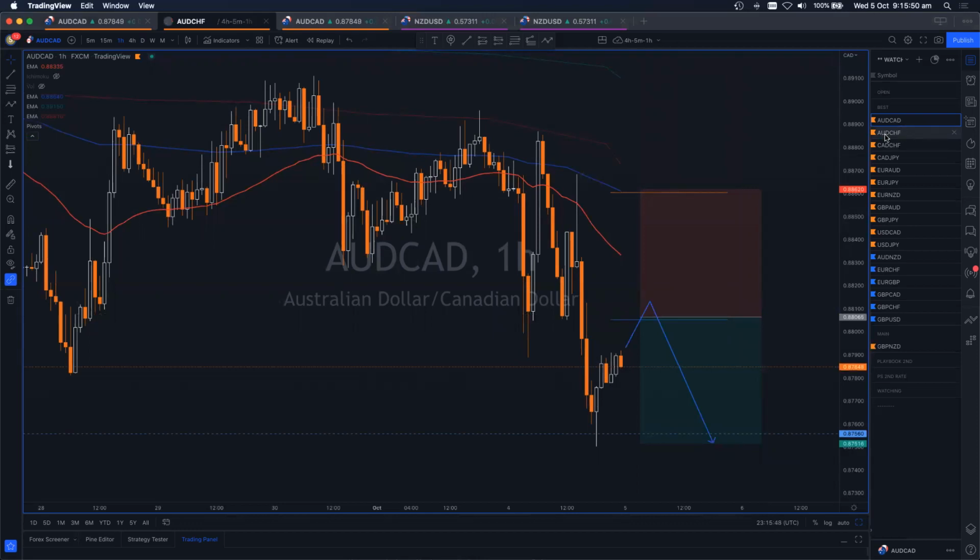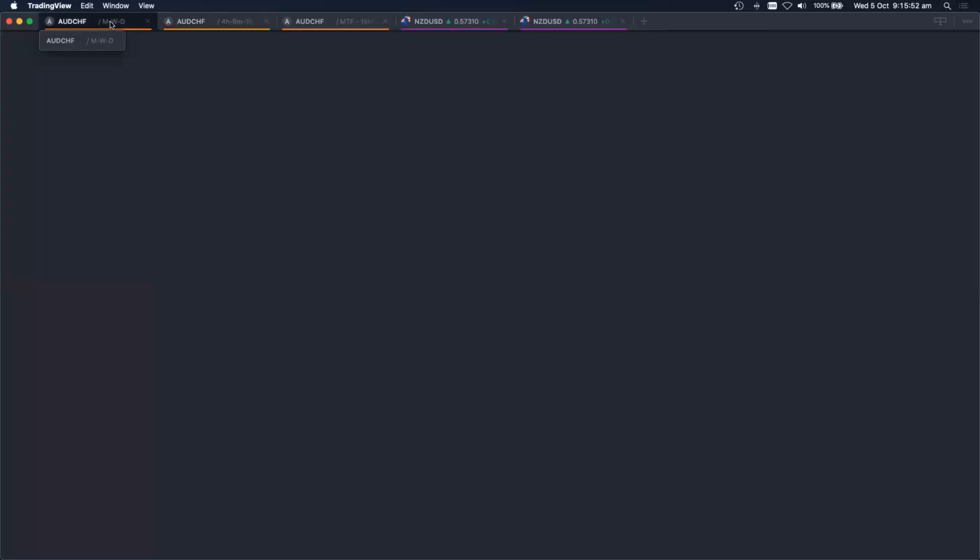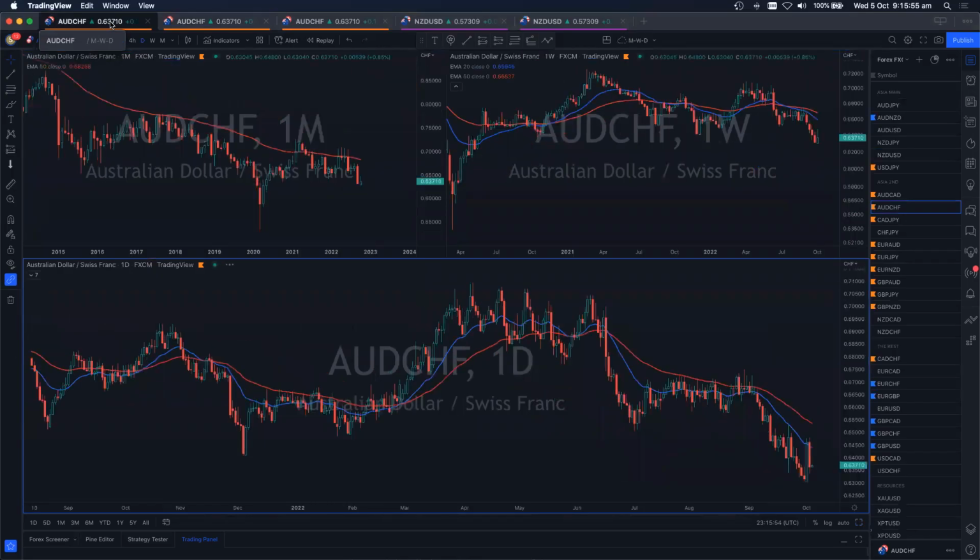Aussie Swiss. Right, again. Oh no, it's the same chart. Okay, Aussie Swiss. Well, it's not too dissimilar. So we had a bullish day on, what's today, Wednesday. So a bullish day on Monday, a bearish day yesterday, room down to the lows.